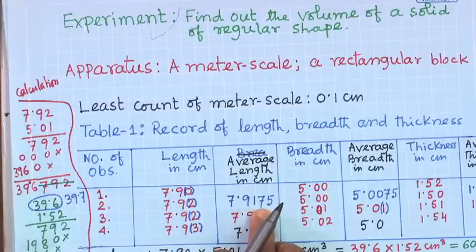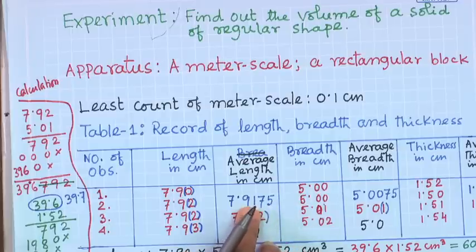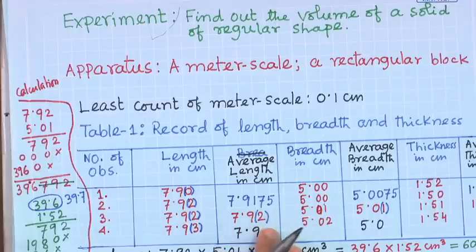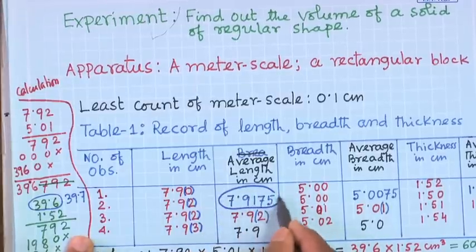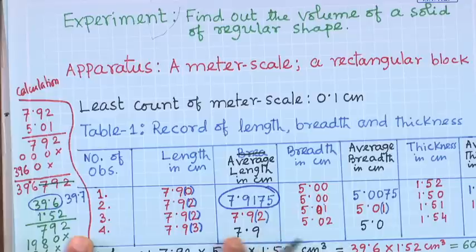So, if it is 5 or more than 5, generally we increase by 1. If it is less than 5, then we just leave it. So, here one can write 7.9(2). Now, 2 in bracket I have put as the doubtful digit, as my instrument's accuracy is 0.1 centimeter. So, this second figure will be the doubtful figure. So, you cannot write this one. Either you have to write this or you have to write this, 7.9.